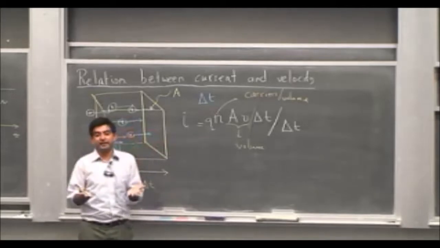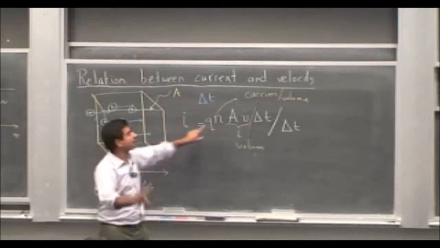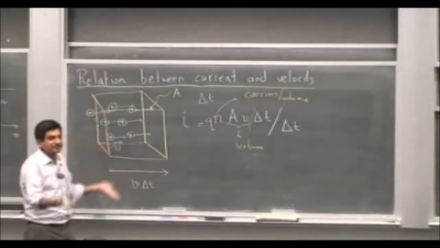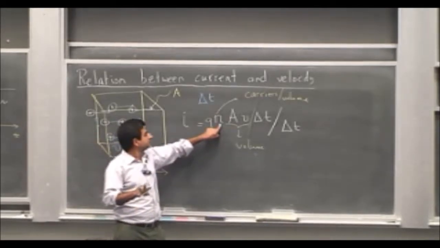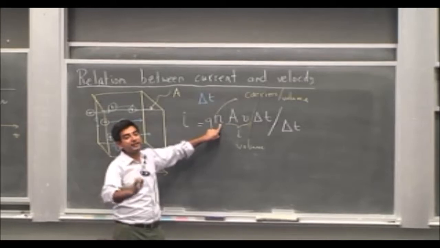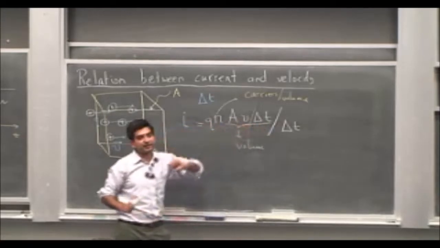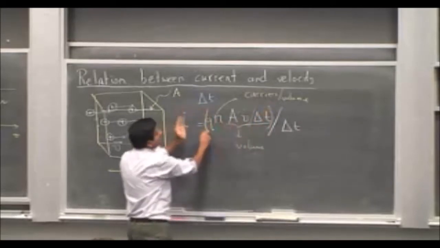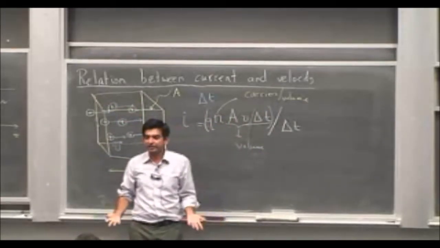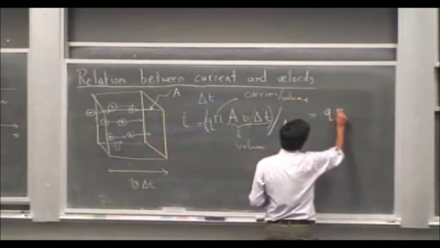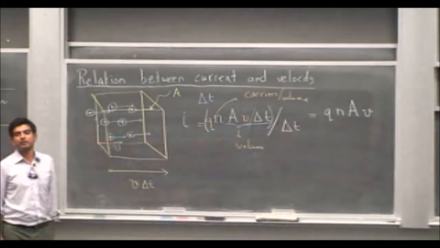Now, what is the total charge in this volume? It is Q, the charge on each charge carrier. I have to multiply this by the number of charge carriers inside this cube. And what's the number of charge carriers? I take the number of carriers per unit volume, which is called the carrier density. It will change from material to material. I will multiply it by the volume of this cube, which is A times V times delta T. So this will give me the total charge that passes through this area in a time interval delta T. I divide this by the time interval delta T, I will get the current. So my current is going to be Q times N A V.